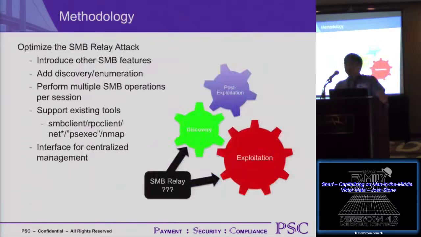So like I said before, we really wanted to optimize the SMB relay attack. Josh and I sat down and created a shopping list, if you will, of all the features we wanted to implement and improve on the existing attack. How can we make this better? How can I make this attack more profitable to us? And we came up with several lists.